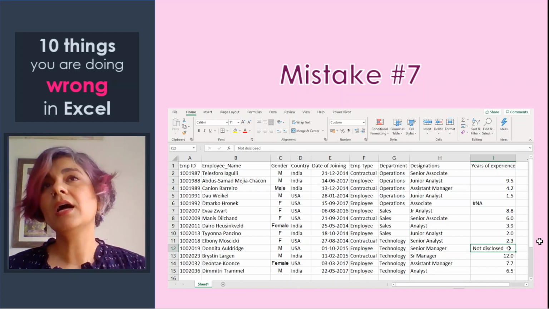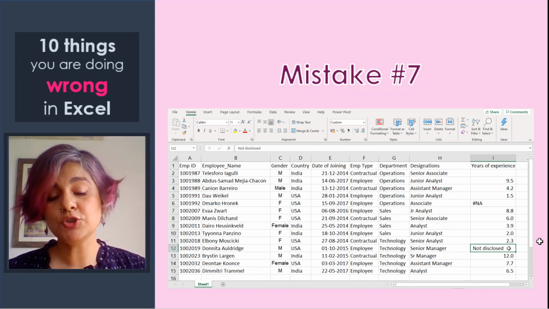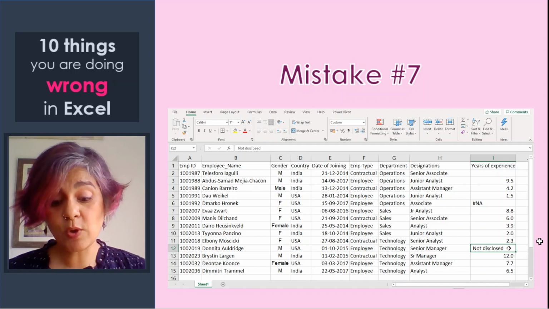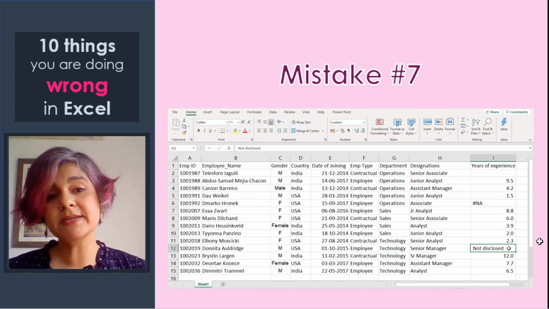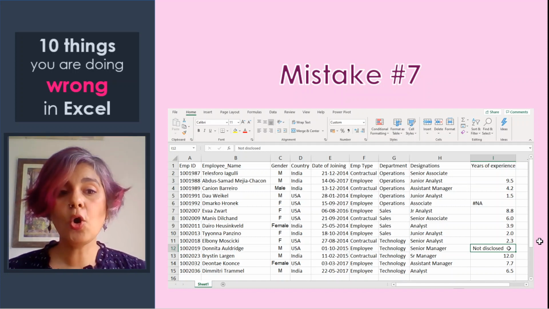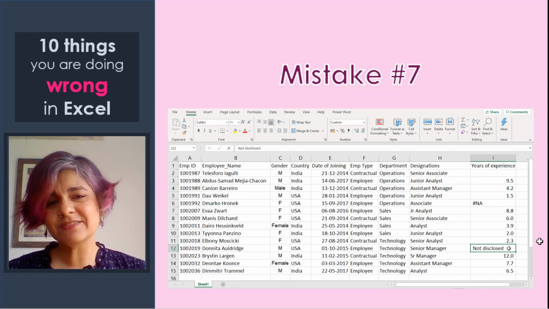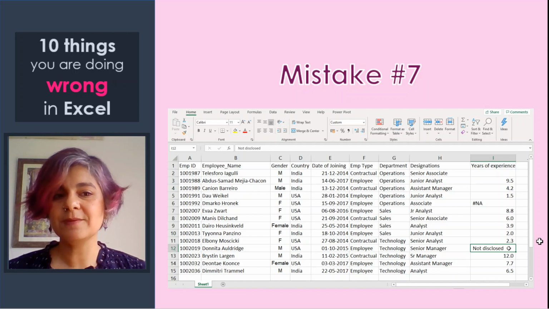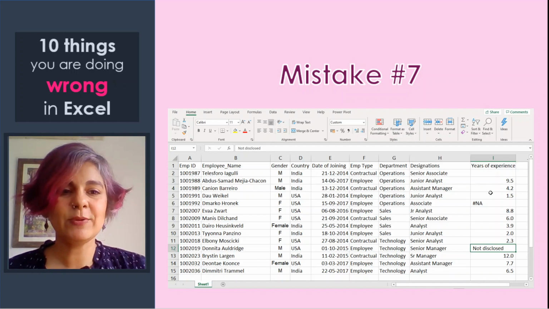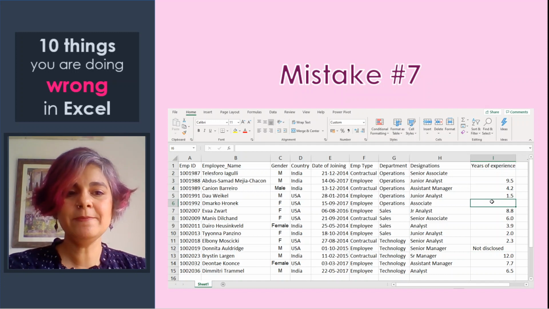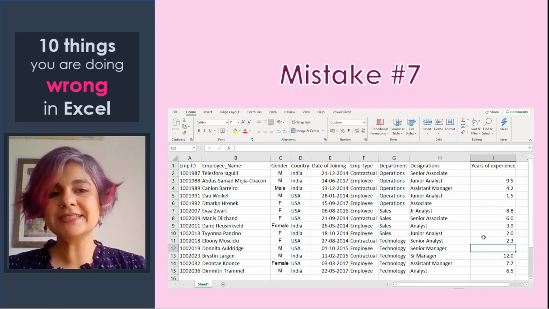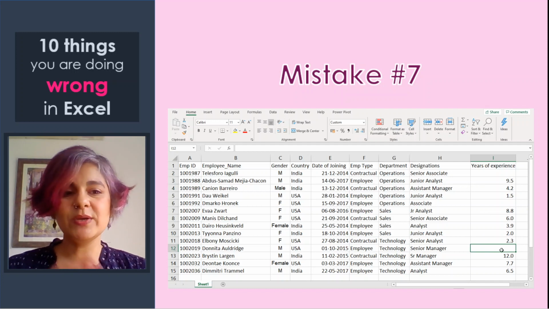And depending on the data type that you have, I would request that you either convert all of your missing values to blanks, or you convert them into a string which says not disclosed, so that it is very clear for you when you're reading it that yes, this value does not exist. In our case, I will just delete the #NA and I will delete the not disclosed, and that way all my missing values are consistent with each other.